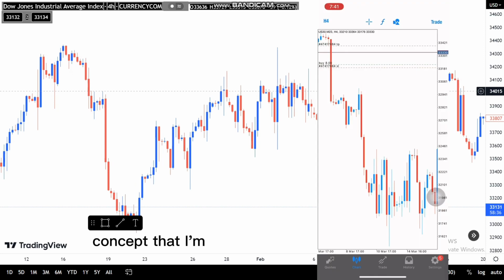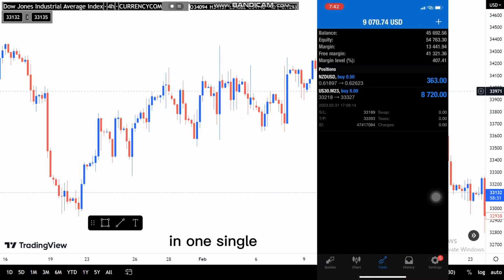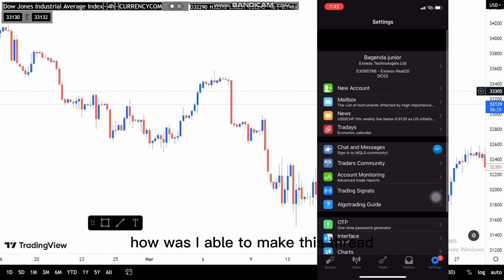So the concept that I'm about to share with you guys made me almost 10,000 US dollars in one single trade, guys, and I'm going to be showing you how I was able to make this trade and what concept I used.